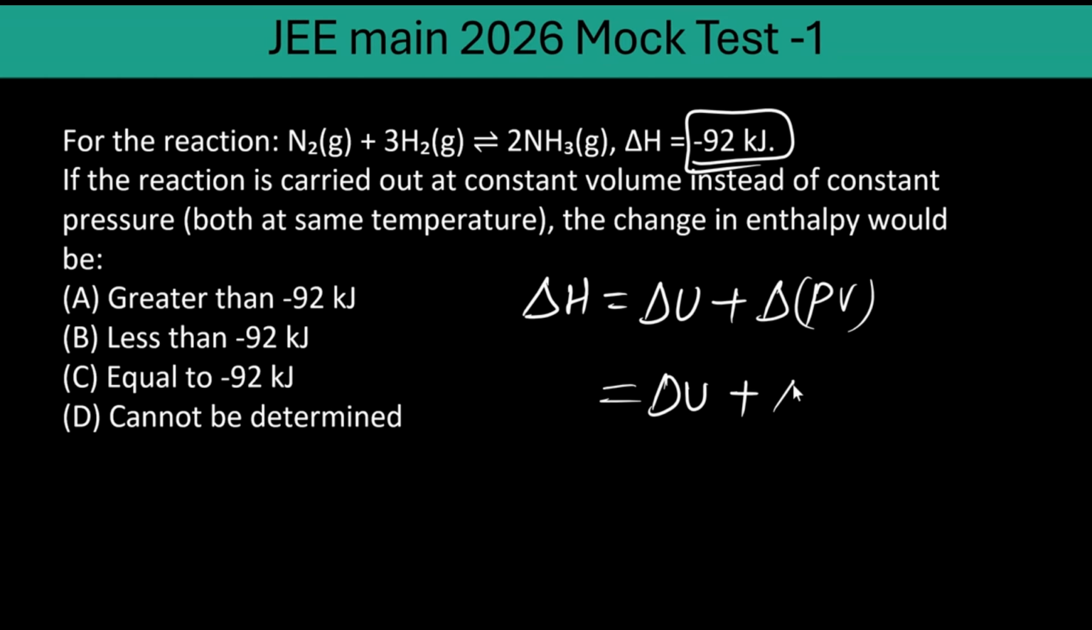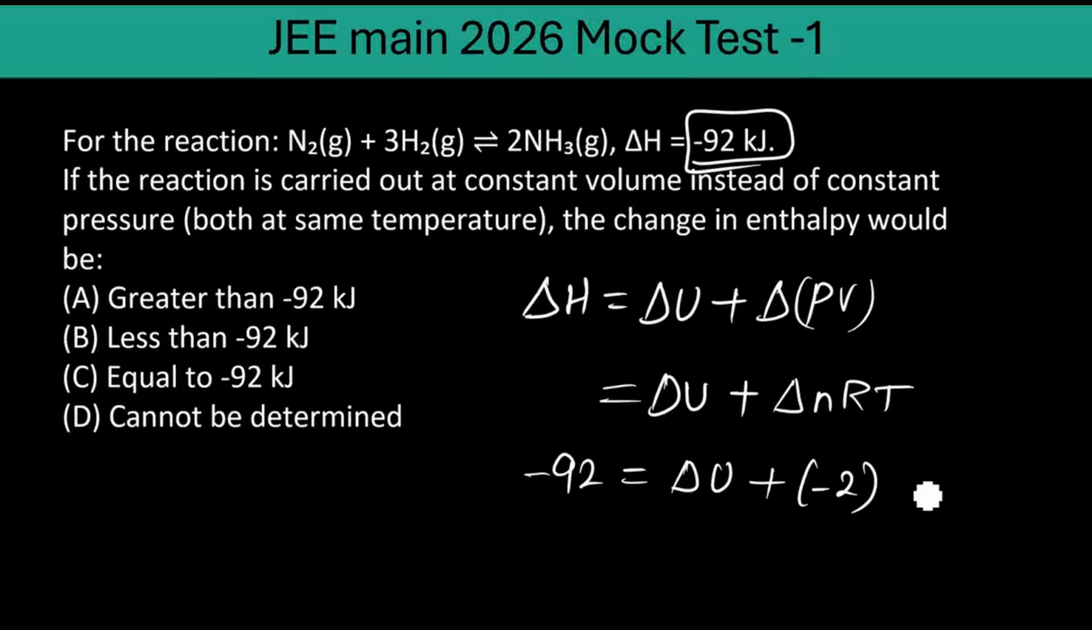So delta nRT for the ideal gases. Here the n value on the product side is 2 and on the reactant side is 4. So delta n g value is 2 minus 4, that is minus 2. So substitute the delta n value. Delta H is given as minus 92, equals delta U plus minus 2 RT.